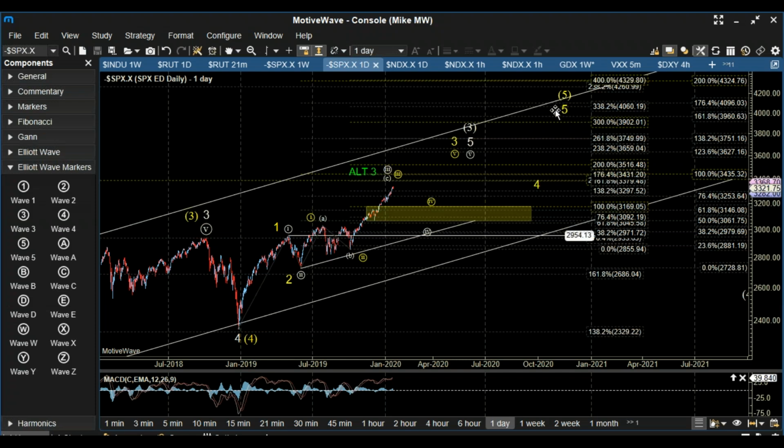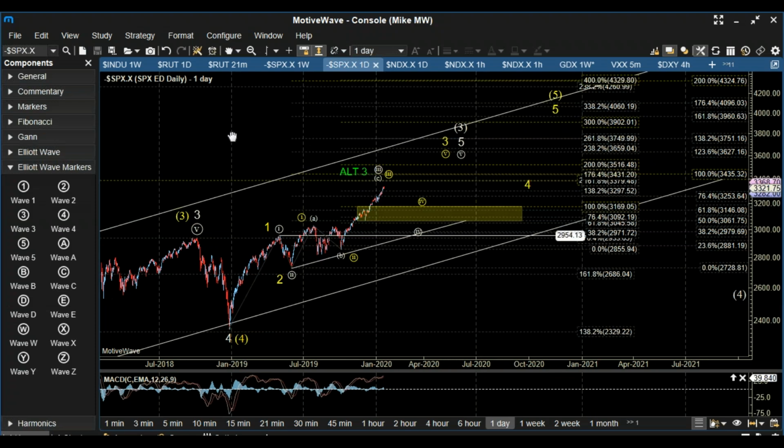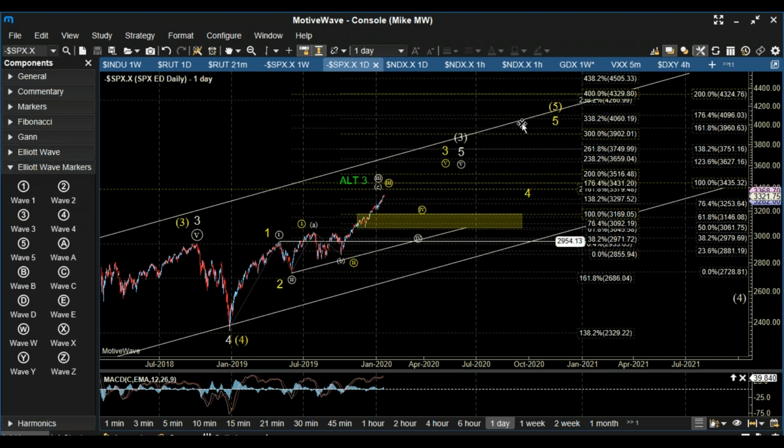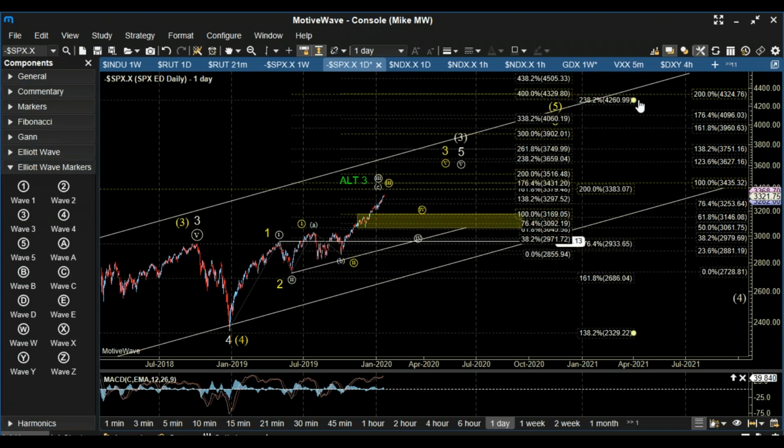And it could even extend higher depending on how strong this continues to rise. But the fibs certainly are supportive of getting that high at the moment, and potentially even a stretch all the way up to the 238.2 extension on the larger time frames, which doesn't come until 4260. So that's the potential on the yellow path.